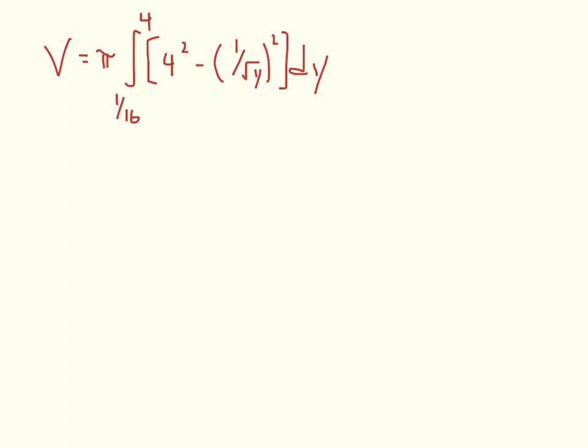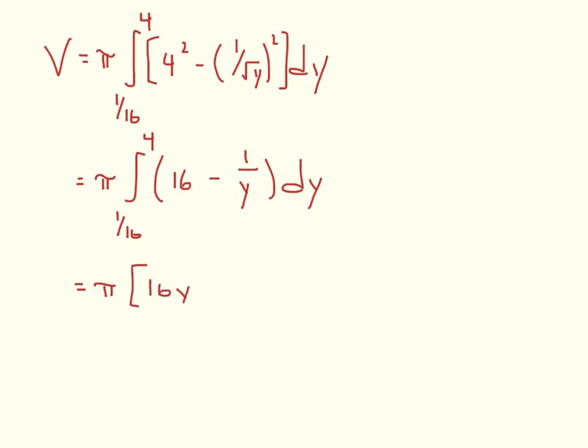We've done all the hard work, now is the easy work of integrating. You've got this pi out front. Before we take any antiderivatives, we should simplify what's going on inside. 4 squared, we get 16. 1 over root y squared, we get 1 over y. And all of this is dy. Take some antiderivatives. We get 16y minus the antiderivative of 1 over y, which is ln of the absolute value of y. Since we're just dealing with positive values of y, I could do with or without the absolute value, but to be on the safe side, we might as well leave them in.